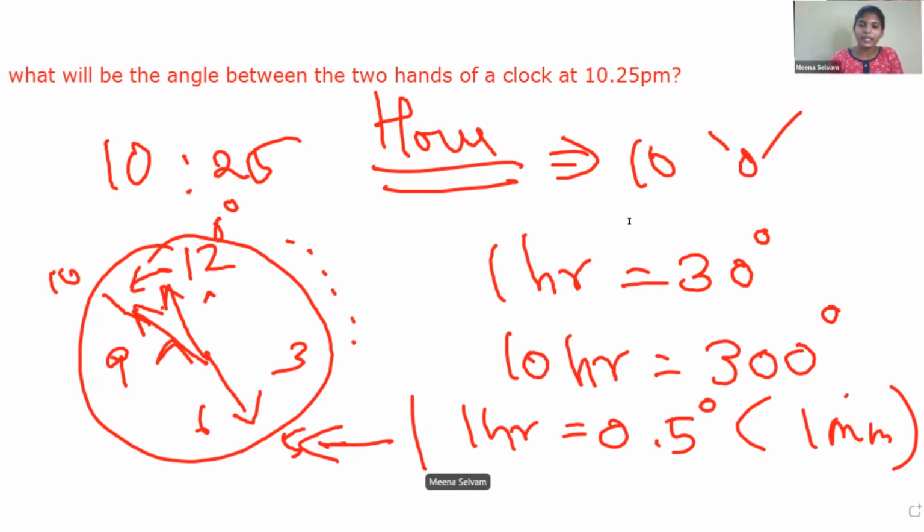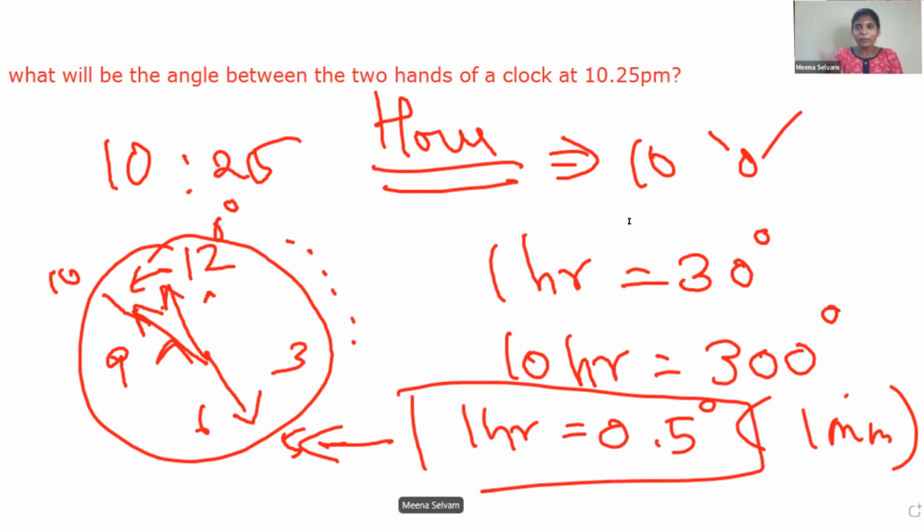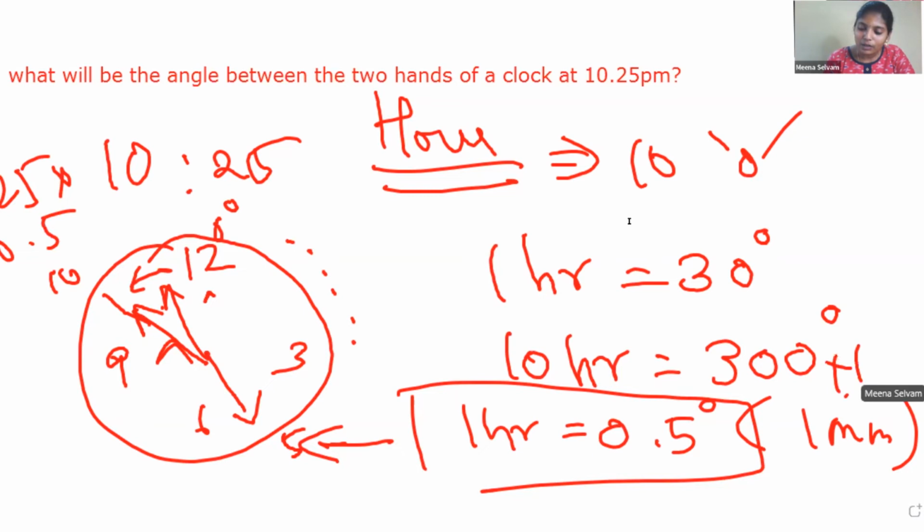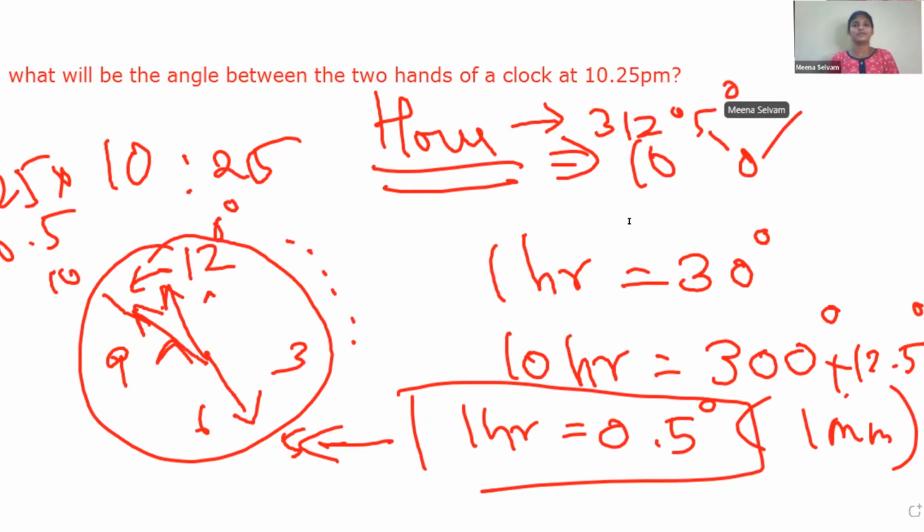For that only I gave this formula. For every 1 minute movement, the hour hand moves slightly, 0.5 degree. So here our calculation is that 25 minutes have moved. So 25 into 0.5 is nothing but 12.5. So you should add another 12.5 degrees. On the whole, your hour hand makes 312.5 degrees. So now the hour hand calculation is over.